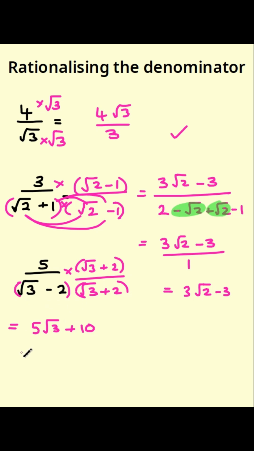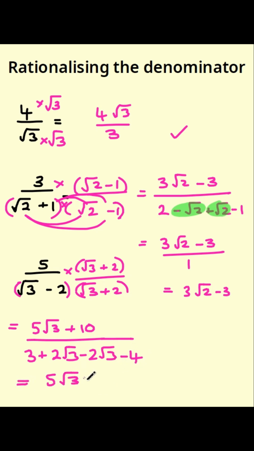And on the denominator, root 3 times root 3 gives us 3, root 3 times positive 2 gives us positive 2 root 3, negative 2 root 3 gives us minus 2 root 3, minus 2 times 2 gives us negative 4. And once again, they cancel, so it simplifies to 5 root 3 plus 10 over 3 take away 4, which is minus 1. We might then want to simplify that further to negative 10 minus 5 root 3, simply changing the signs on the numerator. There we go.